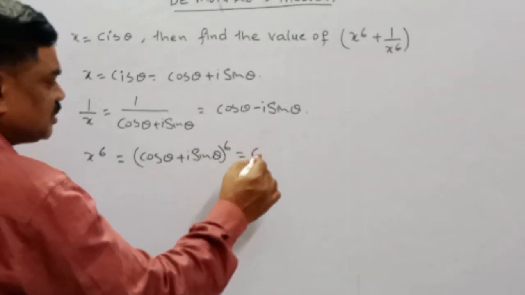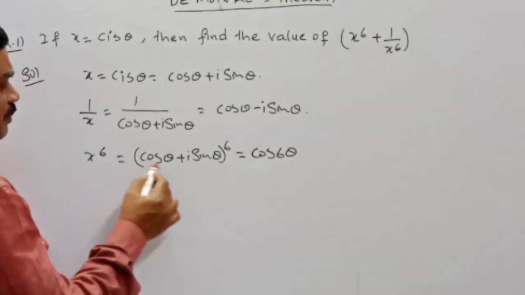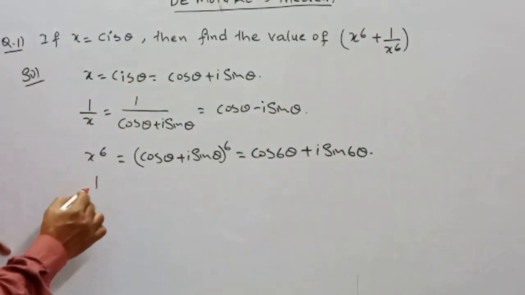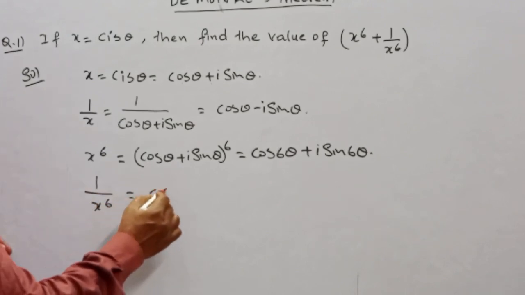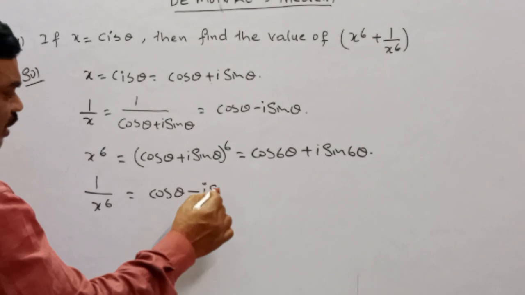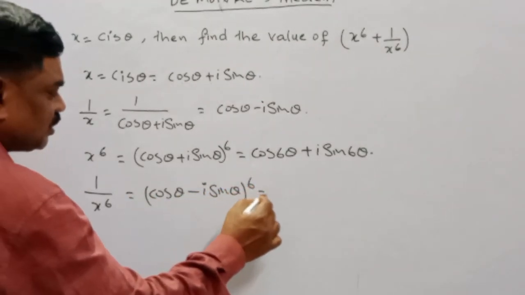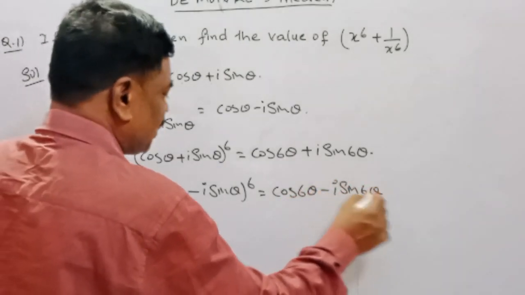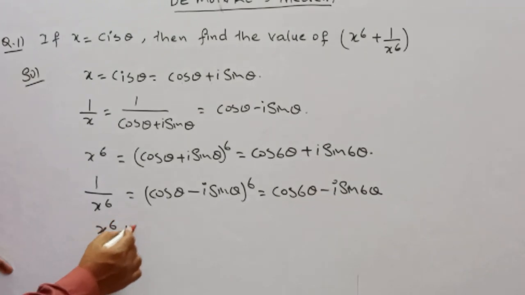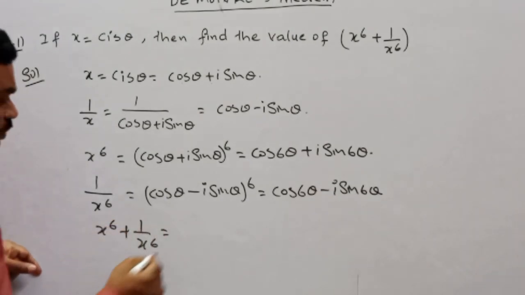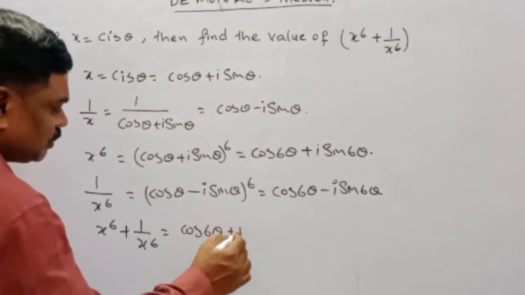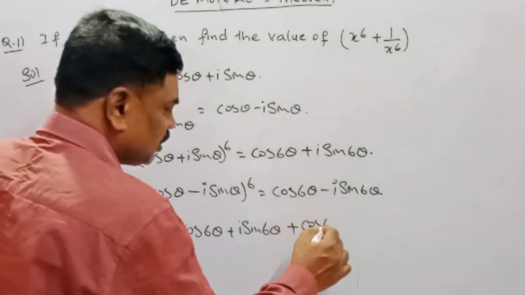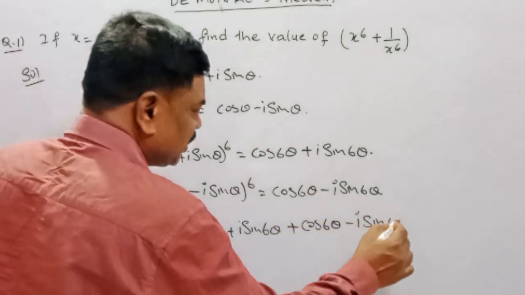This is cos 6 theta by Demoivre's theorem. Cos 6 theta plus i sin 6 theta. 1 by x power 6 is equal to cos theta minus i sin theta whole power 6, which is cos 6 theta minus i sin 6 theta. So x power 6 plus 1 by x power 6 is equal to cos 6 theta plus i sin 6 theta plus cos 6 theta minus i sin 6 theta.